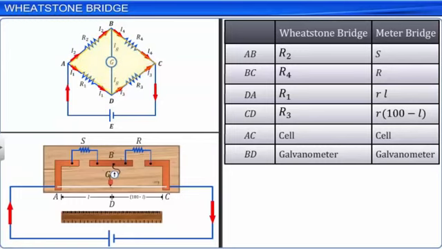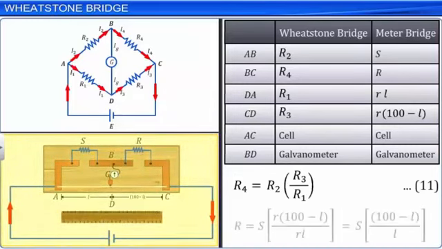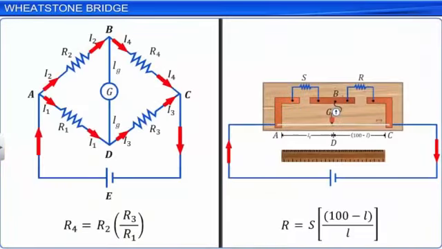Substituting the expressions for the resistances in the meter bridge in equation 11 and simplifying, we get the expression for the unknown resistance R is equal to S into 100 minus L divided by L. Thus, we find the resistance of an unknown resistor using the principle of the Wheatstone bridge in a meter bridge circuit.